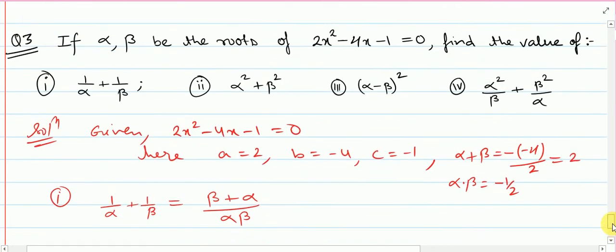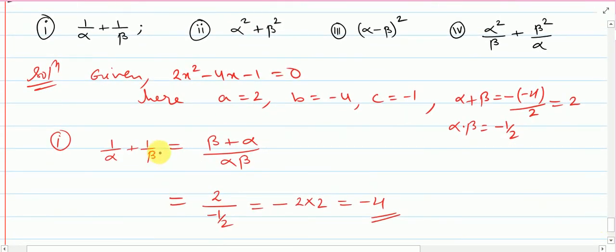Hope you understood what I was trying to say. We know only the value for alpha plus beta and alpha into beta. So if an expression is given to you, you have to write it in such a way that the expression you obtain has only alpha plus beta or alpha into beta. Now see the next one.